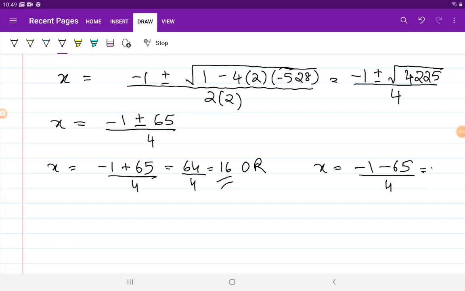And this is minus 66 by 4, minus 16.5. So your two answers, or two roots, are positive 16 and negative 16.5.